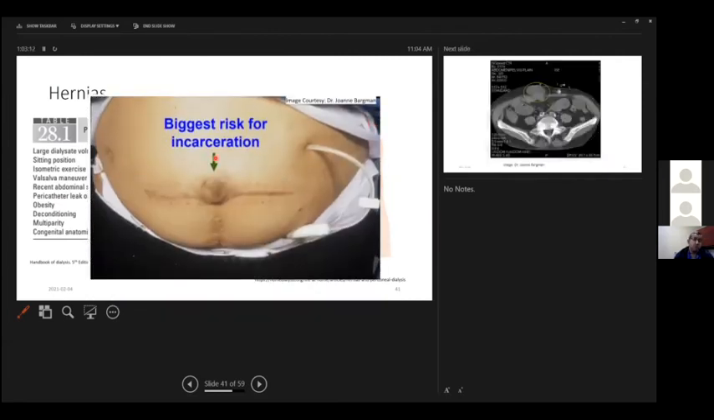The problem is this hernia. As you can see, there's an incision here and there's an umbilical hernia, which is the biggest risk factor for incarceration. So we are very particular when we look at this hernia, and it's not uncommon to find an umbilical hernia even in normal people. Those are the very highest risk factor for incarceration. I got this slide from my mentor, Dr. Bergman, and she always mentions that this is something you should be looking out for.